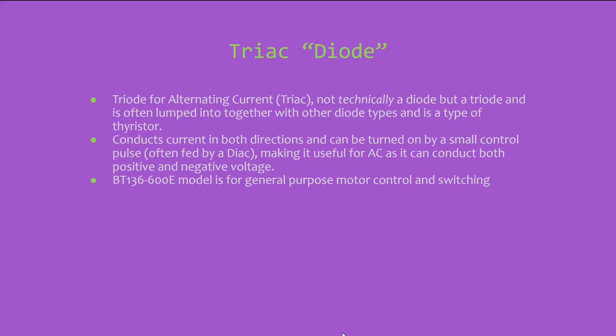Next we have triacs. They're usually lumped in with diodes, although they are not technically a diode. A triac is for alternating current. It's a type of thyristor, technically. It conducts current in both directions. It can be turned on by a small control pulse, usually fed with a diac, but it doesn't have to be. This makes it useful for AC as it can conduct both the positive and negative voltages. The BT136-600E is a model for general purpose motor control and switching.